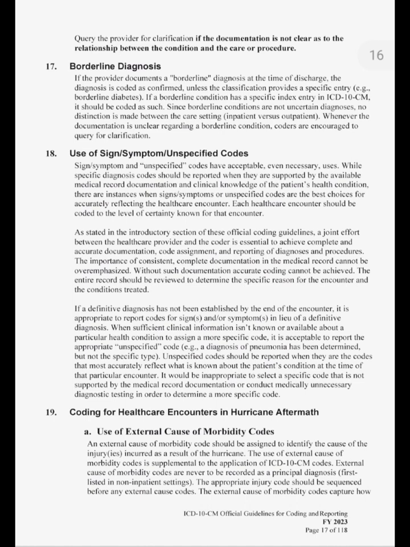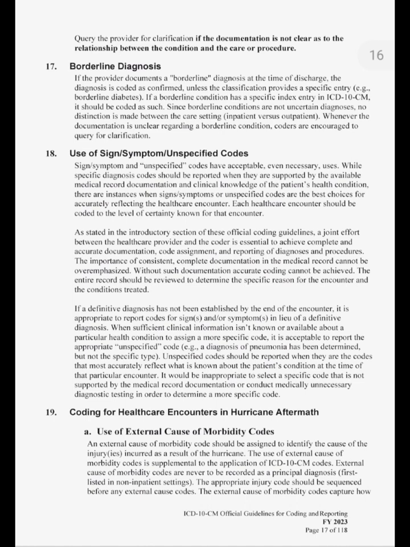17. Borderline diagnosis. If the provider documents a borderline diagnosis at the time of discharge, the diagnosis is coded as confirmed, unless the classification provides a specific entry, e.g., borderline diabetes. If a borderline condition has a specific index entry in ICD-10-CM, it should be coded as such. Since borderline conditions are not uncertain diagnoses, no distinction is made between the care setting, inpatient versus outpatient. Whenever the documentation is unclear regarding a borderline condition, coders are encouraged to query for clarification.